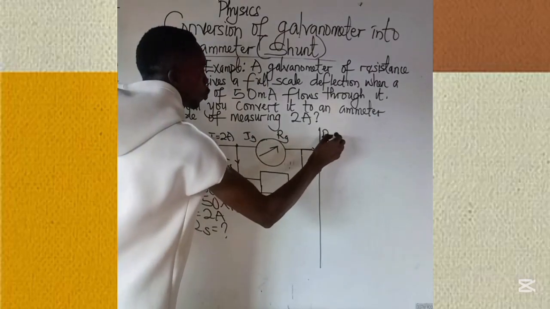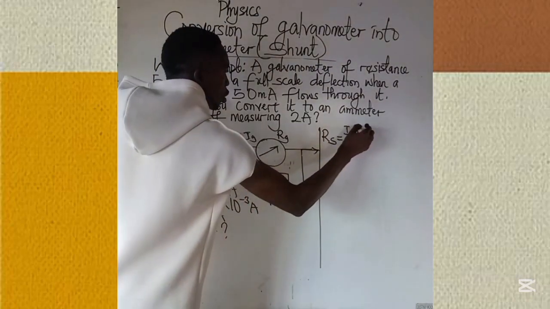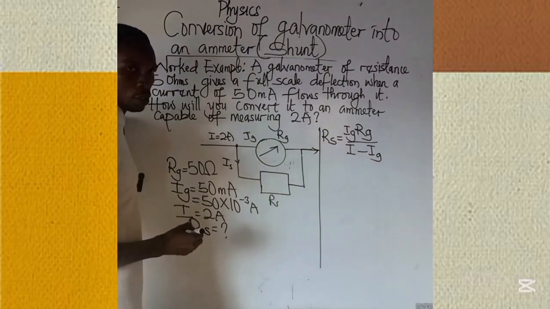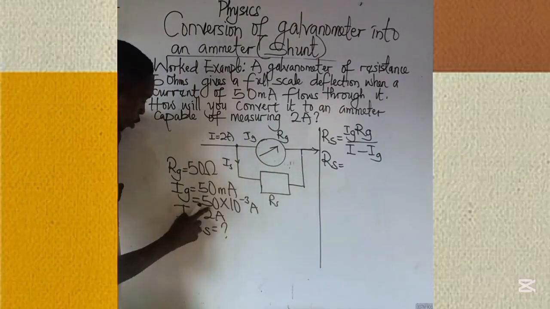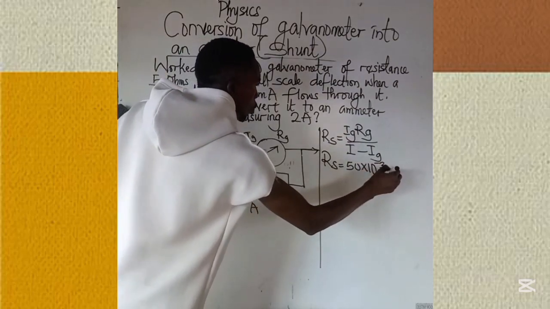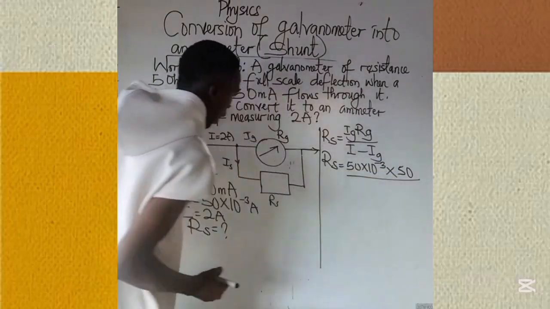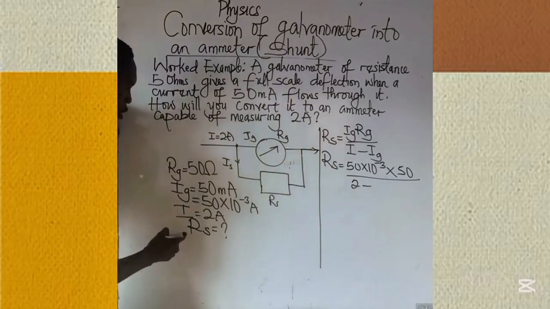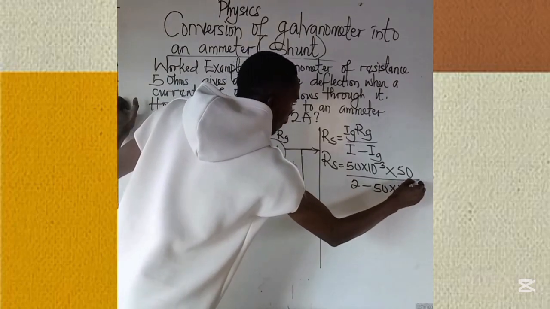From our previous video, we said the shunt is given as IG RG divided by I minus IG. So then you substitute all the parameters there. IG is 50 times 10 raised to power minus 3. RG is 50, right? That is 50. Then divided by I. I is what? 2, minus IG. IG is 50 times 10 raised to power minus 3.